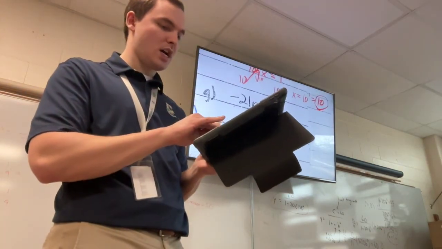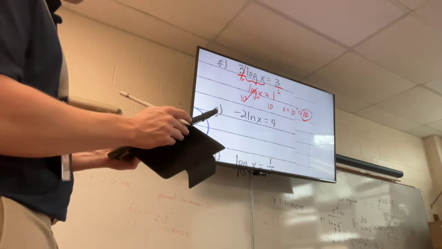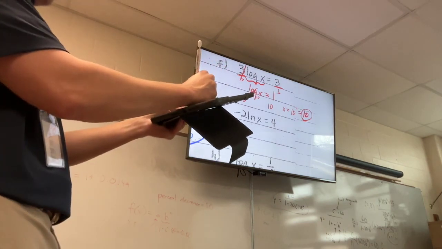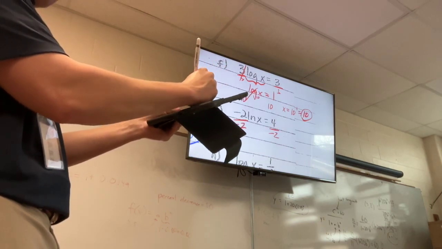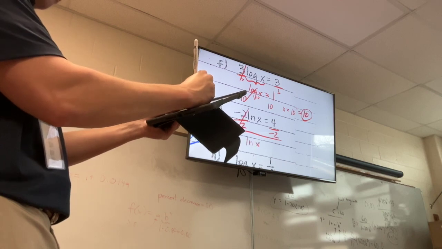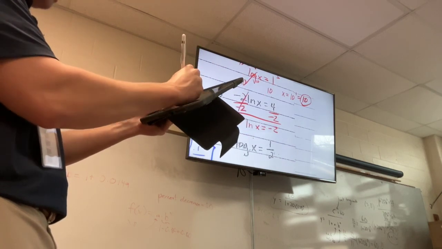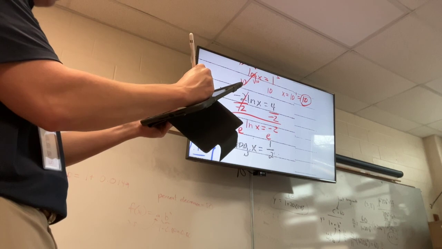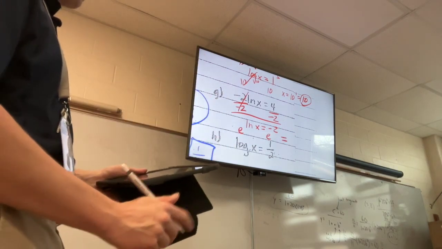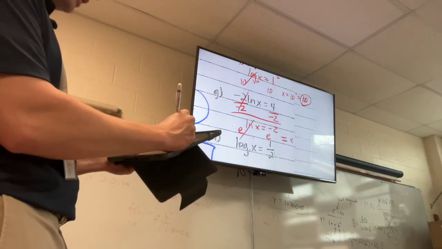This next one, what do I have to do first? Divide by negative 2. Okay. And then e, raise both sides. e to the left equals e to the right. Okay, those cancel, so I get x equals e to the negative 2.